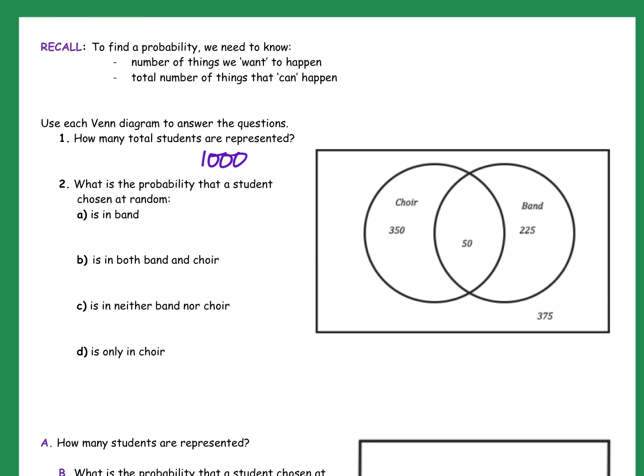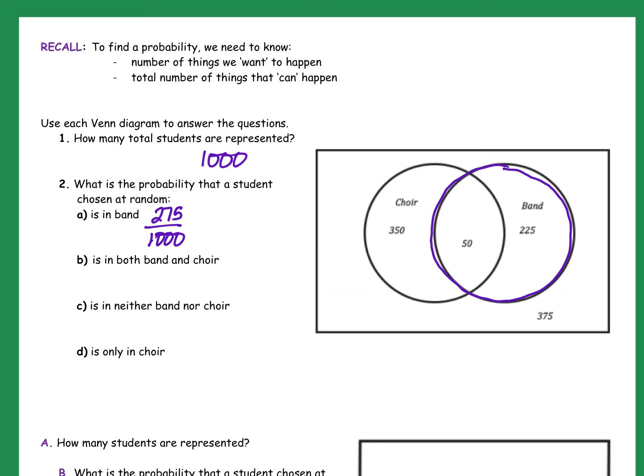We're on the next page. Okay. So here we go. What is the probability that a student chosen at random is in band? So how many students are in band? 225. Okay, here's my band circle. I'm going to draw my band circle. How many students are in band? 275. Oh yeah, just like the last one. Out of 1,000. Are you okay with that, Zoe?